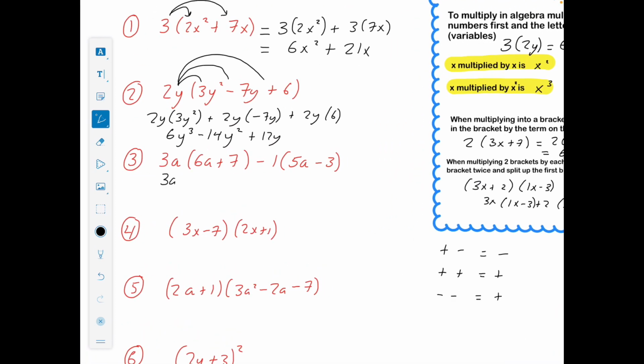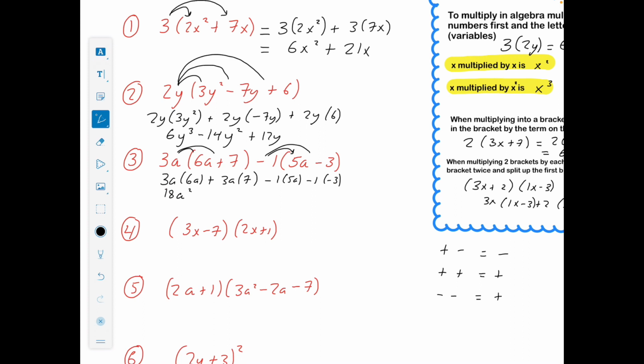Example 3 then, when we have two brackets, we'll just deal with them both separately and then we'll simplify at the end. So we're going to have 3a multiplied by 6a, and then plus 3a multiplied by 7. Then we've minus 1 multiplied by 5a, and then minus 1 again multiplied by minus 3.